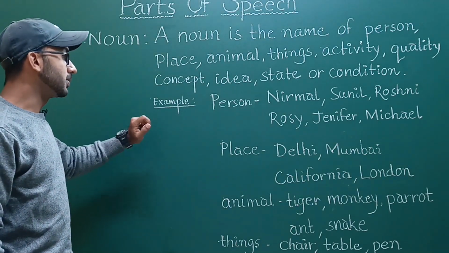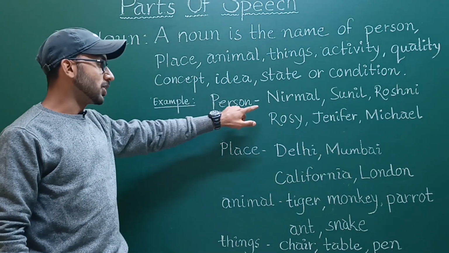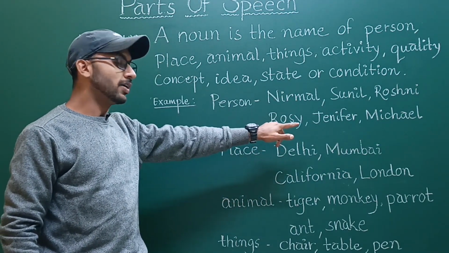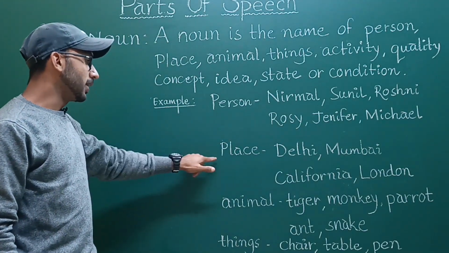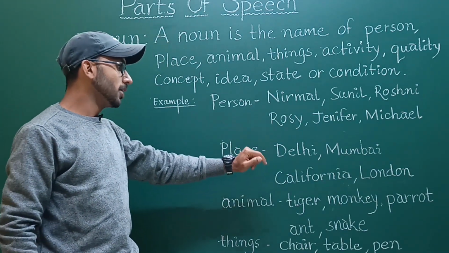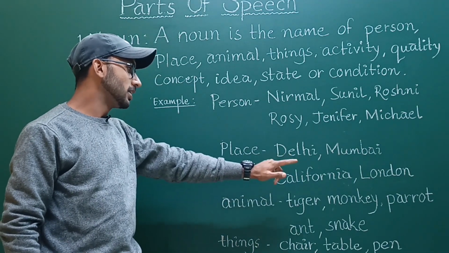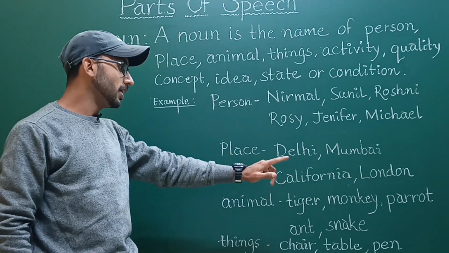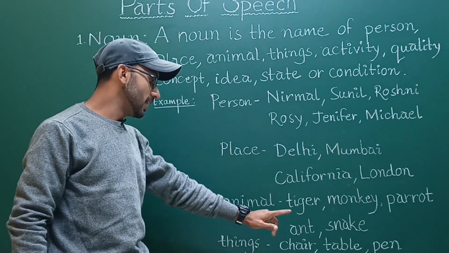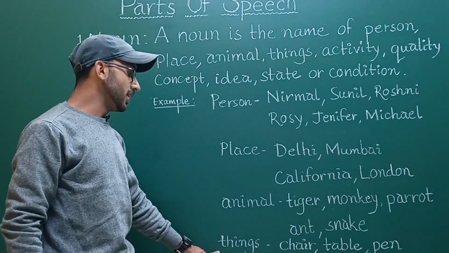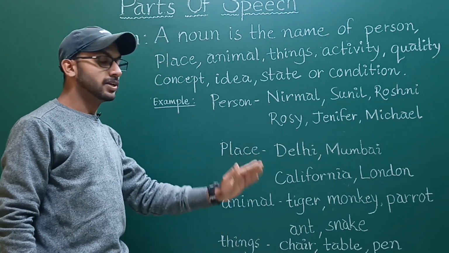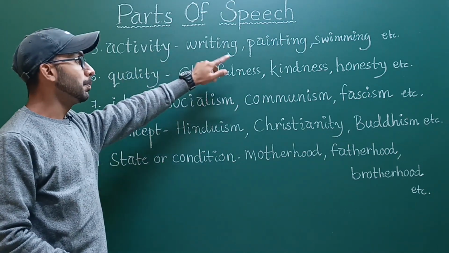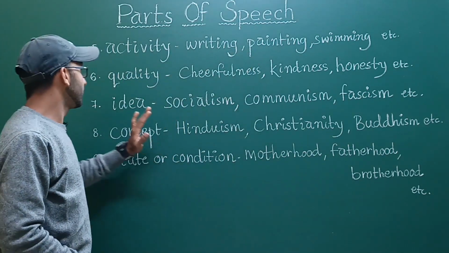condition. Example, person such as Nirmal, Sunil, Roshni, Rosie, Jennifer, Michael. And place such as Delhi, Mumbai, California, London. And the name of animals such as tiger, monkey, parrot, ant, snake, etc. Things such as chair, table, and pen. And activity such as writing, painting, swimming, etc.